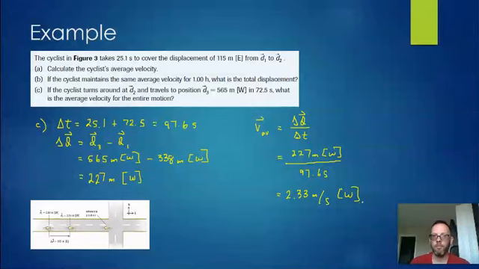So let's just have a quick team talk. So during that motion, the biker traveled east and then traveled west. Their average velocity ended up being west. So for these 97.6 seconds, if another biker just traveled west at a very slow speed from D1 at 2.33 meters per second to the west, they'd meet up at the same spot.